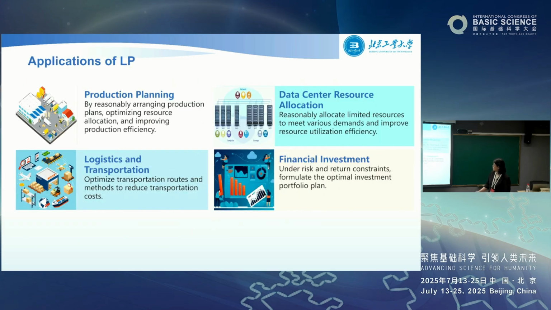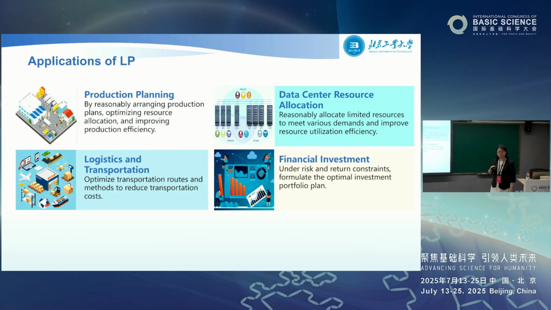For this problem, we have a lot of applications. For example, the production planning problem, the data center resource allocation problem, and the logistics and transportation problem. Finally, the financial investment problem. All these problems are related to LP. For example, for data center resources, nowadays cloud providers try to reasonably allocate their limited resources to satisfy demands or improve resource utilization efficiently. They can use LP to solve this problem. But the scale of the problem is very large.